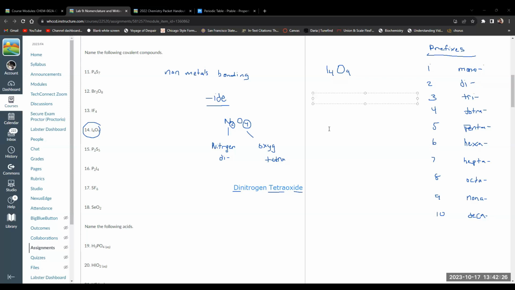So we have four iodines, which means we're going to have a prefix of tetra in the name iodine. We have nine oxygens. IDE at the end, and that's the answer.